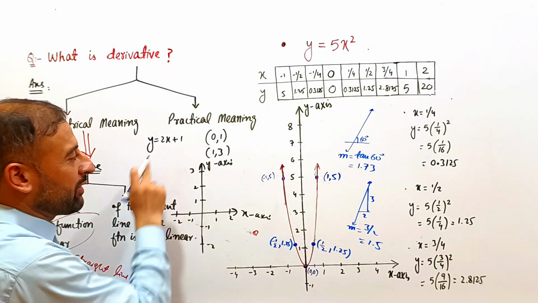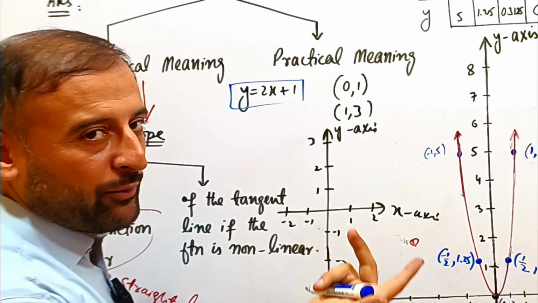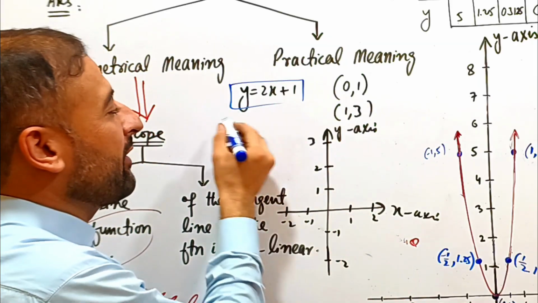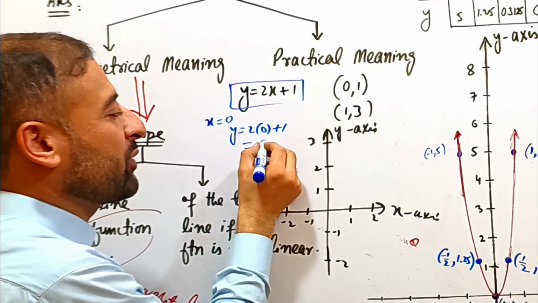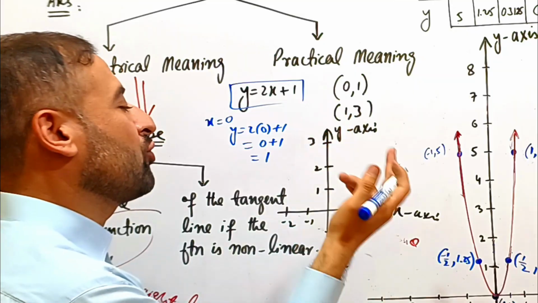All right, student, this is the given function. Of course, it is a linear function. These are some of the points. If you put x is equal to 0, y will be 1. 2 times 0 is 0, 0 plus 1 is 1. Likewise, if you put x is equal to 1, y will be 3, and so on.